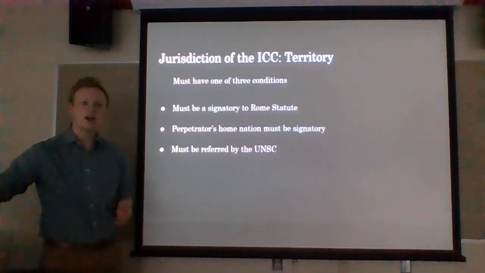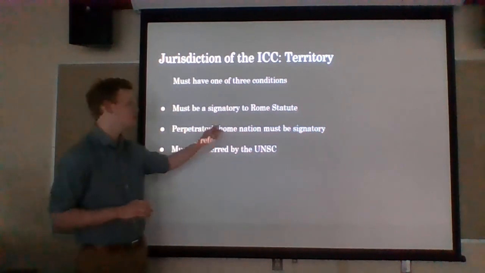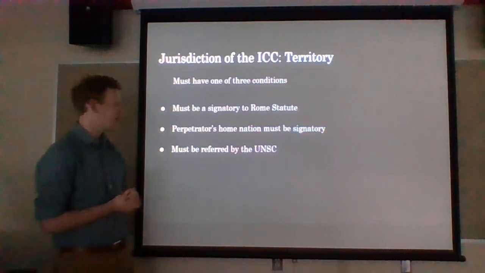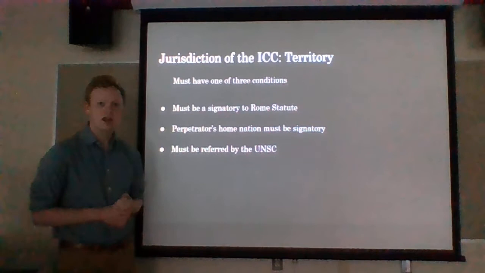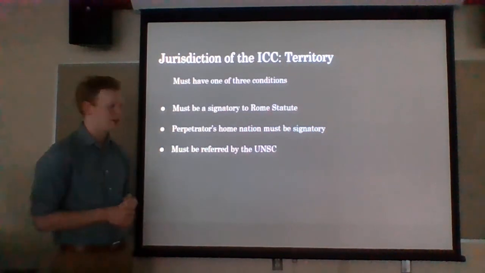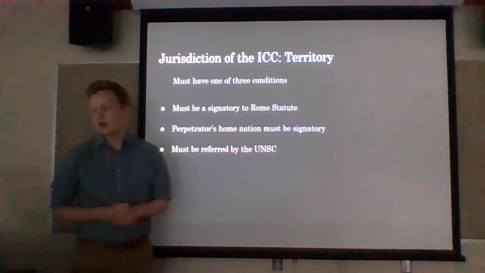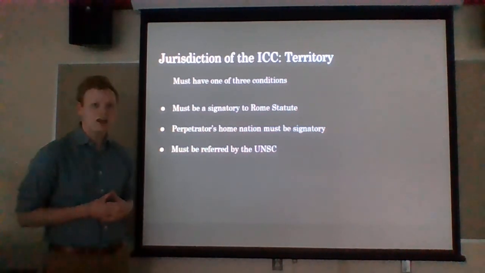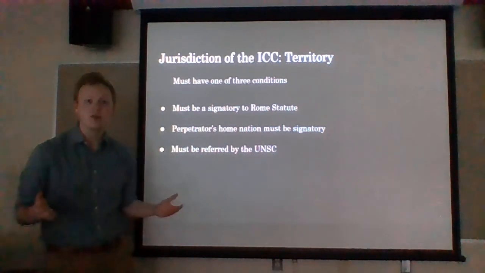The ICC can also go after a case if the perpetrator's home nation is a signatory to the Statute of Rome. And so nationals of states which are signatories to the Rome Statute can also be prosecuted in the International Criminal Court. But thirdly, a case can be referred by the United Nations Security Council to the International Criminal Court, and they can prosecute that way too.